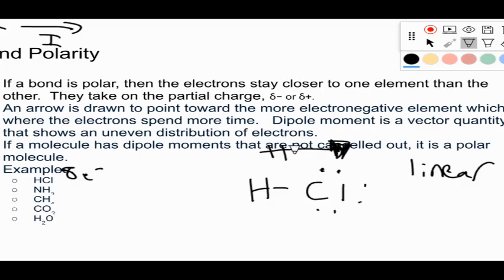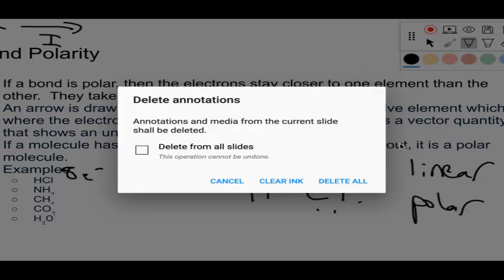Since it is pulling the electrons to chlorine and there's nothing over here to pull back, this is considered to be a polar molecule. Also, this bond is polar. So if this bond is polar, and that's the only bond there is, then it's also going to be a polar molecule. These elements are not sharing the electrons equally. So let's clear this one out and go to the next one.